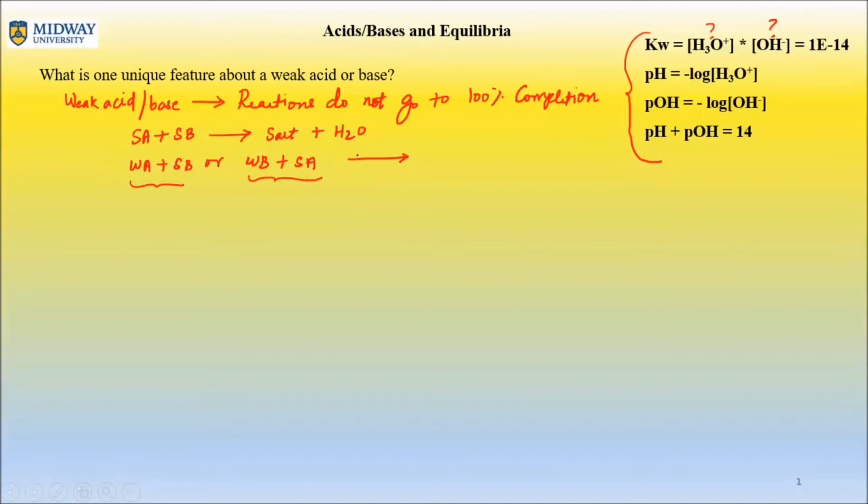We use a double-headed arrow. You can ask me, hey, there's a strong component in each of those pairs. No, they both have to be strong for it to be a single-headed arrow. If one of them is weak, then you get a double-headed arrow. A single-headed arrow is 100% completion, which means the reaction is complete. Whereas when your reaction involves a weak acid or a weak base, if one of them is weak, then the reaction is only going to 50% completion.